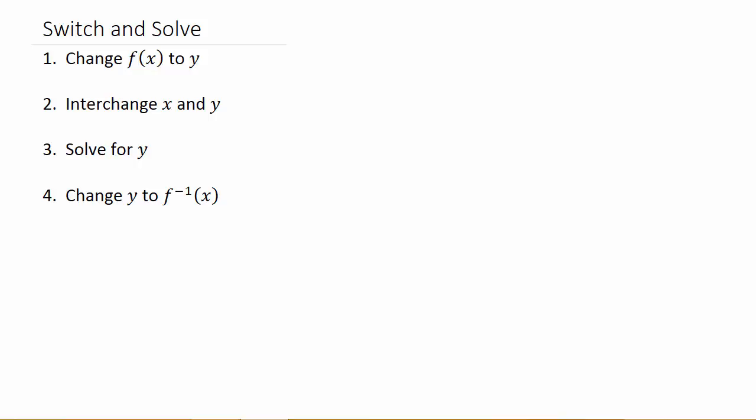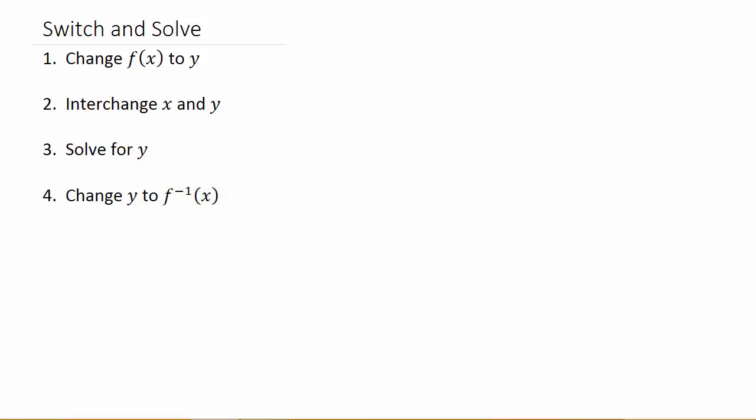All right, so here to find the inverse, we're going to use this switch and solve method. Some books call it this, some books might call it something else, but it's basically the same thing. So the first thing we're going to do is change f of x to y, and then we interchange the x's and y's. We swap the x's and y's, and then after you swap them, you solve for y, and then once you solve for y, you change the y to the f inverse symbol.